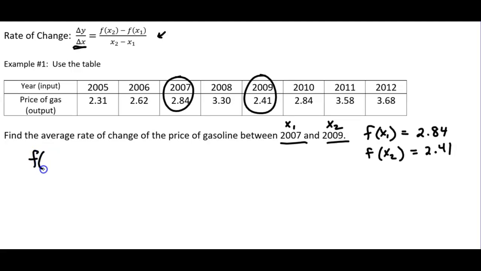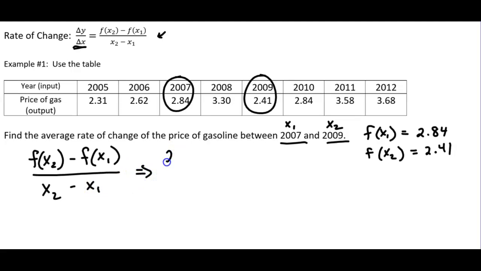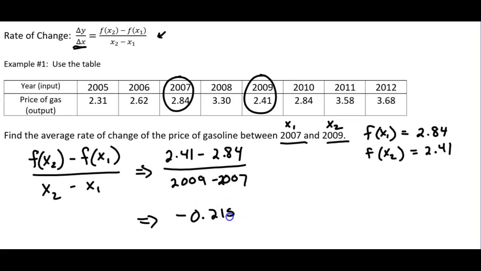So f of x sub 2 minus f of x sub 1 over x sub 2 minus x sub 1. That's going to become 2.41 minus 2.84 over 2009 minus 2007. All right, and if you put that all in the calculator, you should get negative 0.215 is what I get. Now, I noticed they rounded it off, so approximately negative 0.22.